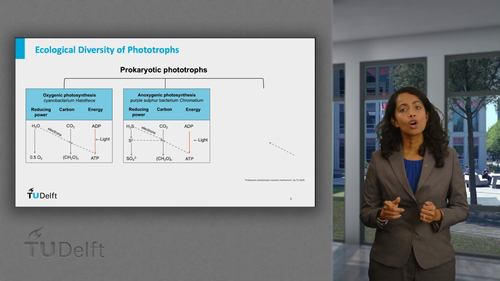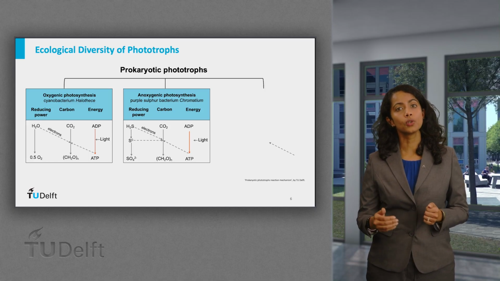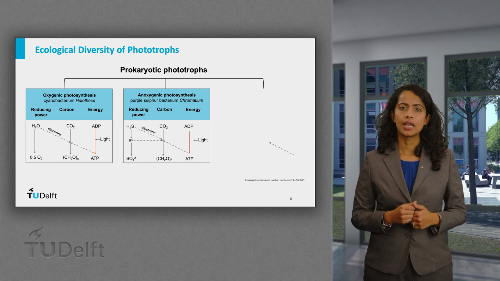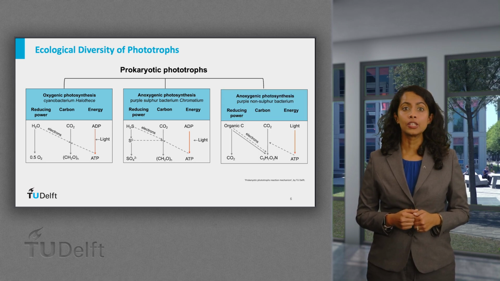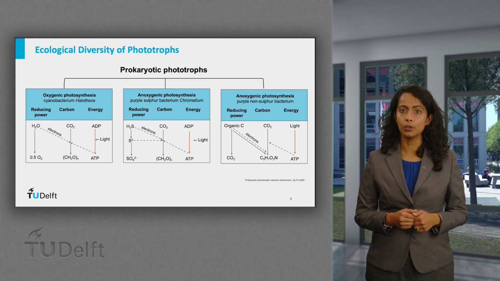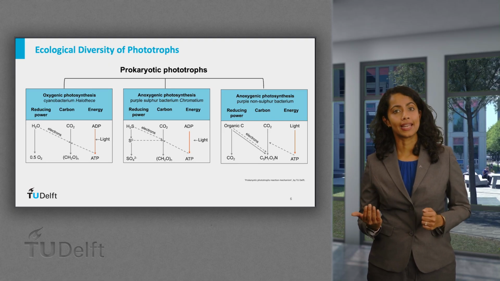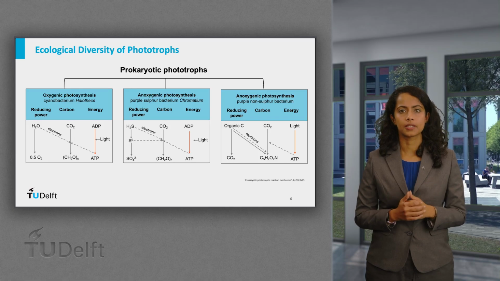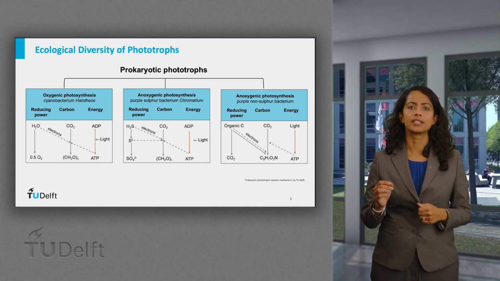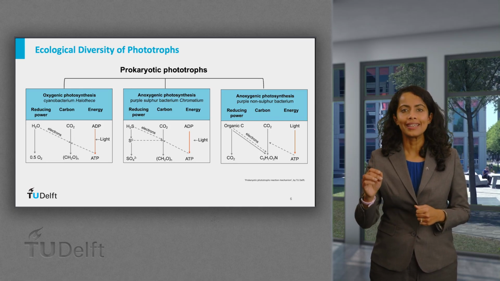Interestingly, not all phototrophs rely solely on CO2. Some, like purple non-sulfur bacteria, can use organic carbon as both the carbon and electron source, converting it into CO2 and biomass, a process known as anoxygenic photoheterotrophy.